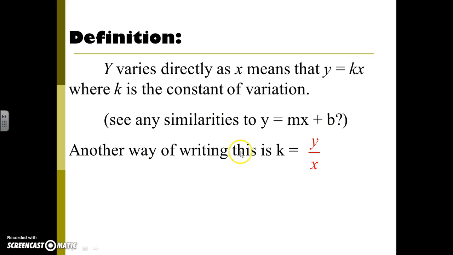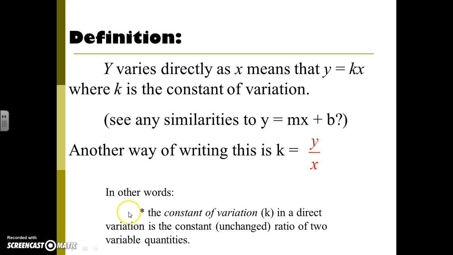Another way of writing this is k equals y over x. If we rearrange this equation, y equals kx, we divide both sides by x, and we see that k equals y over x. Let's copy it. Make sure we copy all of this down in our notebooks.